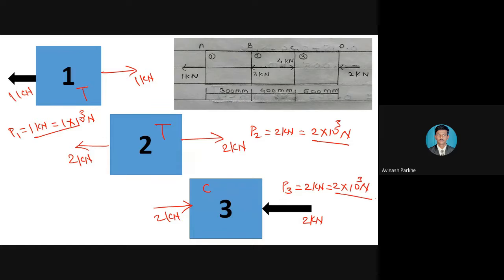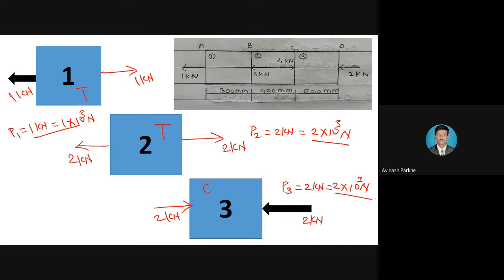Delta L1 is PL upon AE of section 1. Do the separate calculation. Section 2, PL upon AE of section 2. Do the separate calculation. Then for section 3, again a separate calculation. And at the end you have to put those values in the final formula.